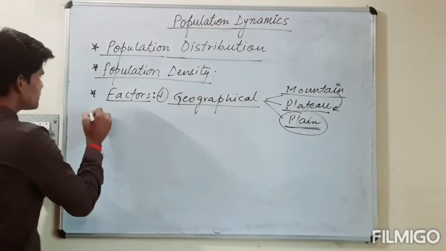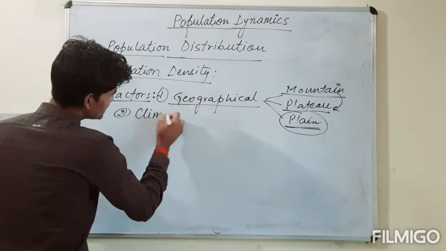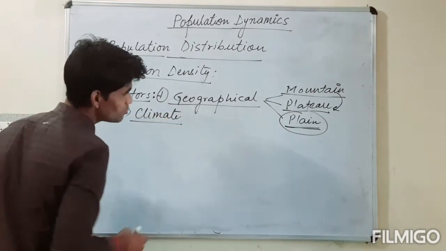The second factor is climate. Actually, climate plays a very important role in the distribution of population.